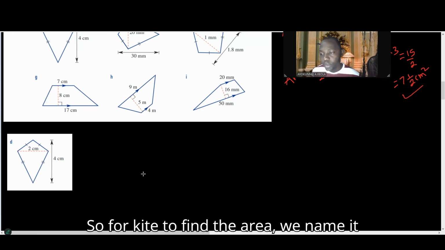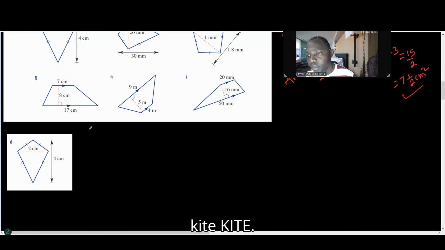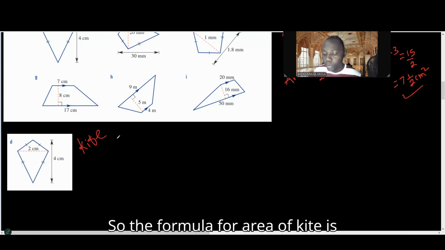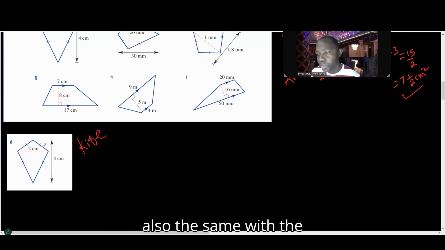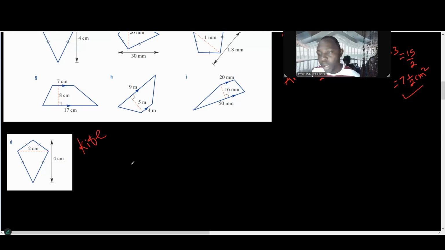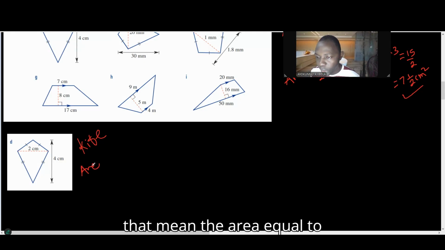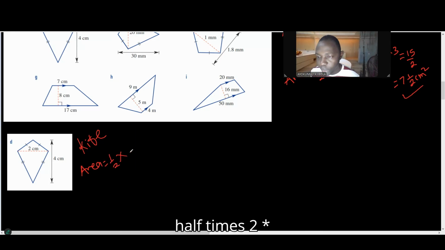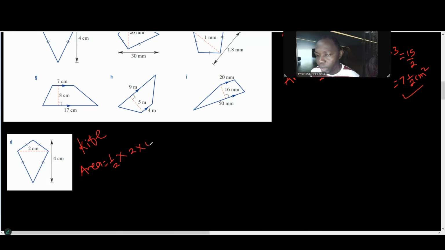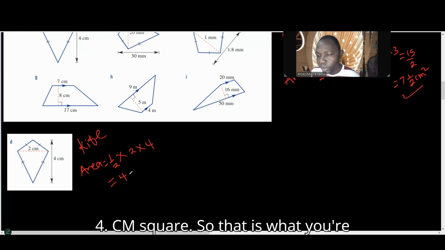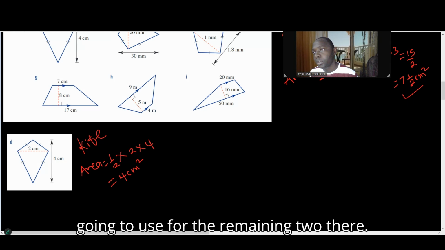So for a kite, to find the area, the formula is also the same, half the diagonals. That means the area equals half times 2 times 4. 2 times 4 is 8, half of 8 is 4 cm squared. So that is what you're going to use for the remaining two there.